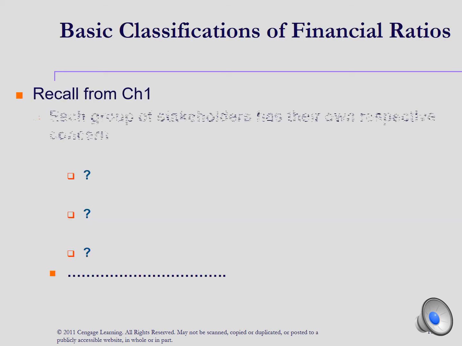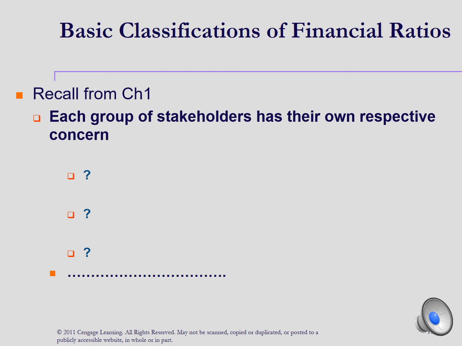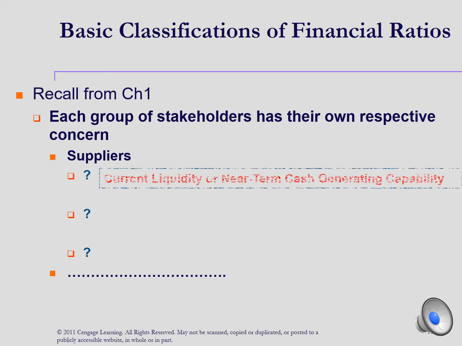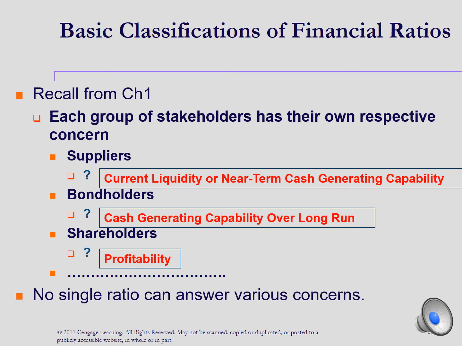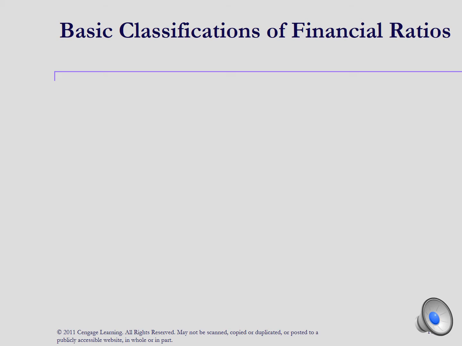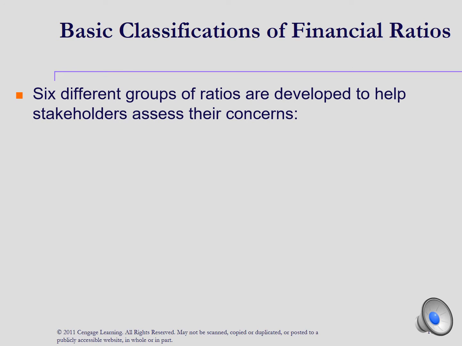Recall from Chapter 1, each group of stakeholders has their own respective concern. Suppliers may be concerned about a firm's current liquidity or near-term cash-generating capability. Bondholders may be concerned about a firm's cash-generating capability over the long run. Shareholders may be concerned about a firm's profitability. There is no single ratio that can answer various concerns. We next discuss 6 different groups of ratios developed to help stakeholders assess their concerns.